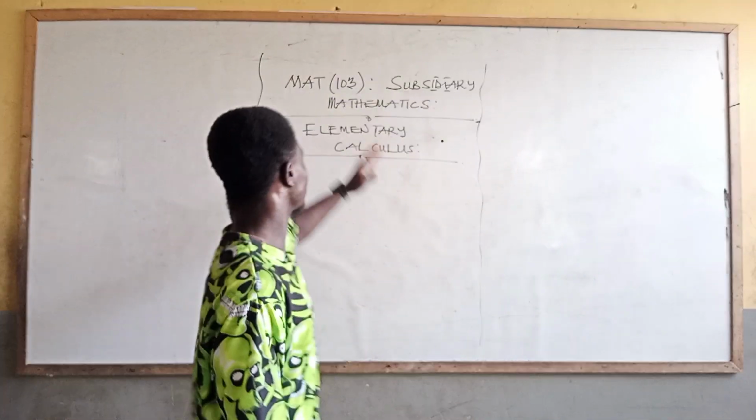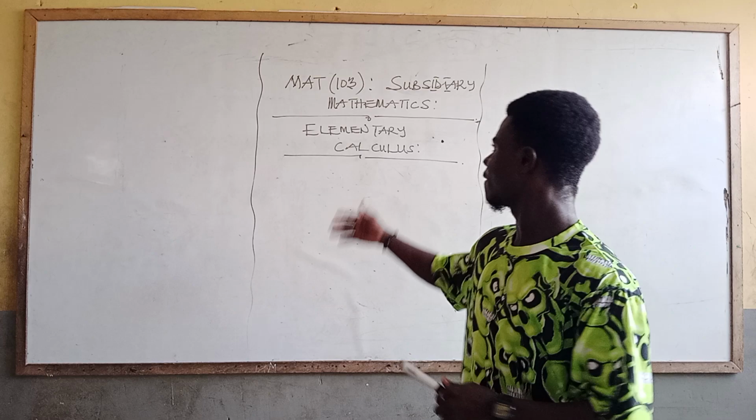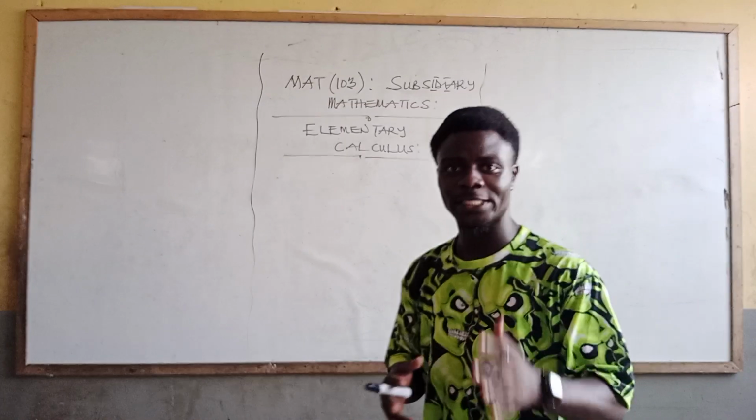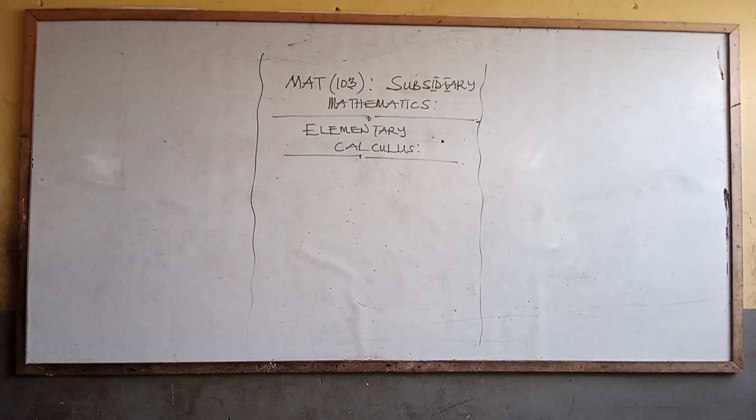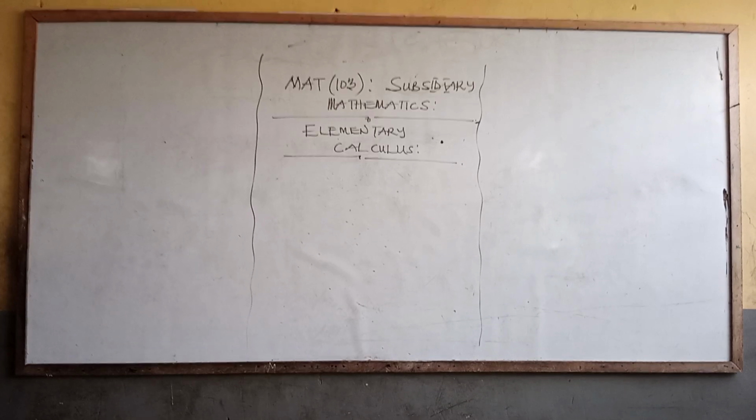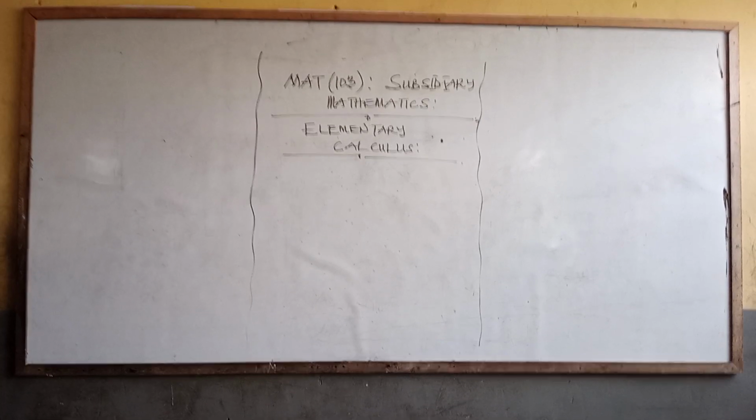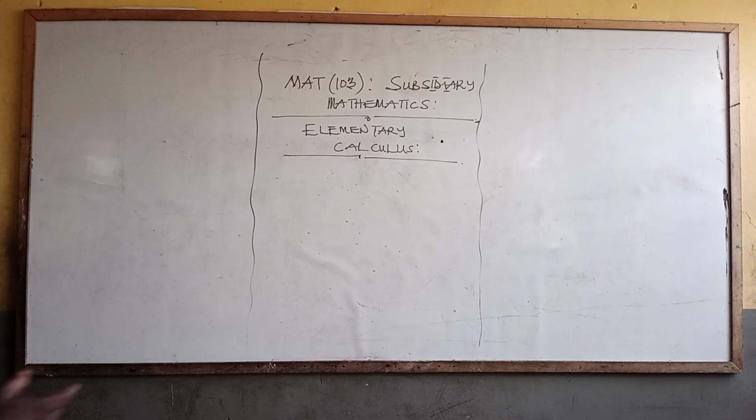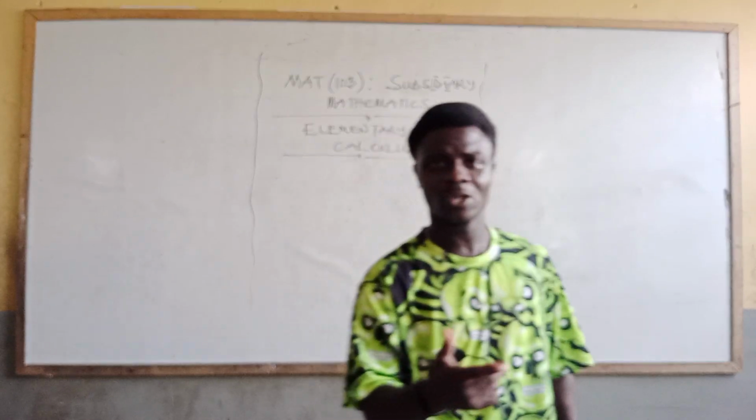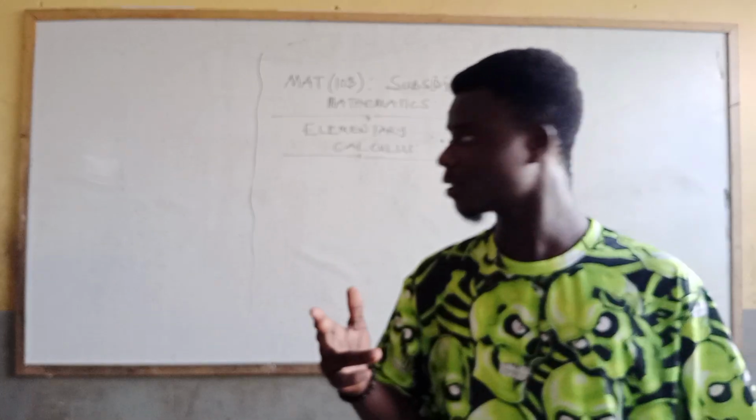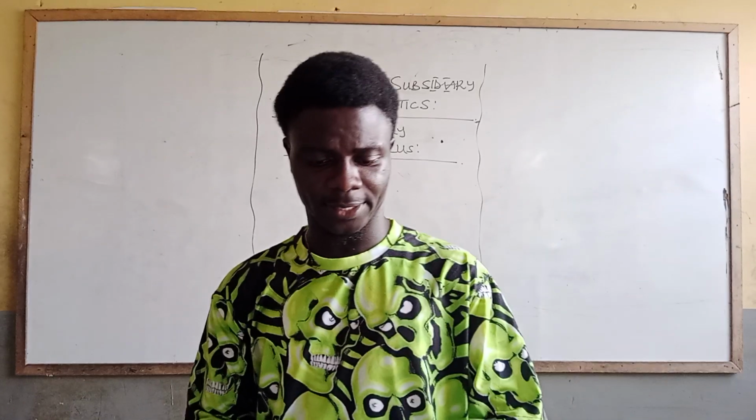Alright, we want to look at MAT 103, that's subsidiary mathematics. And this time, we'll be looking at elementary calculus. Alright, so to proceed, in elementary calculus, I'm making this for the agribusiness and agro-processing students of the University of Cape Coast, those who are offering MAT 103 subsidiary mathematics.